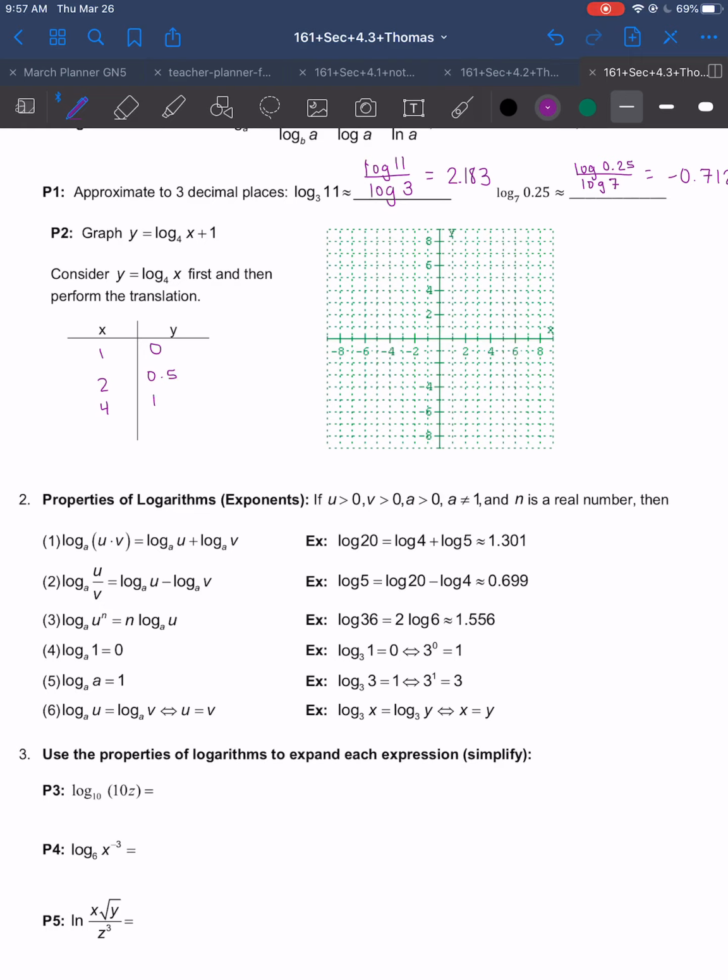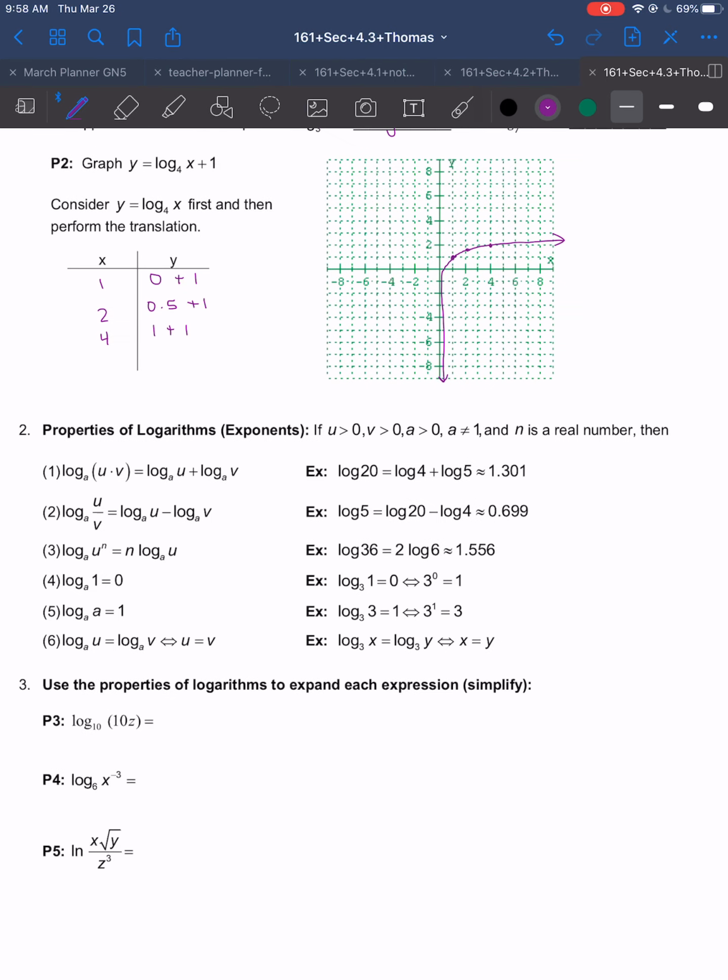So then the transformation would be adding 1 to everything. So what I'm going to do is just add 1 to everything. So then I have 1, 1 is a point, 2, 1.5, and 4, 2. There's your graph.